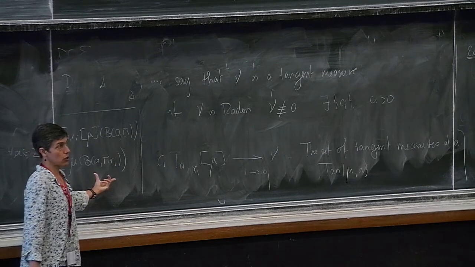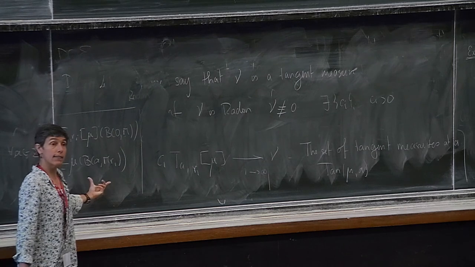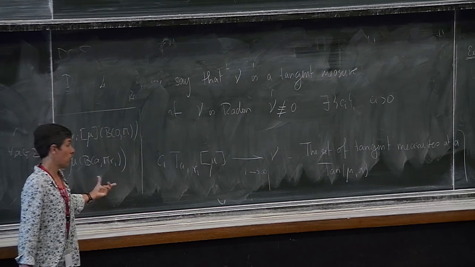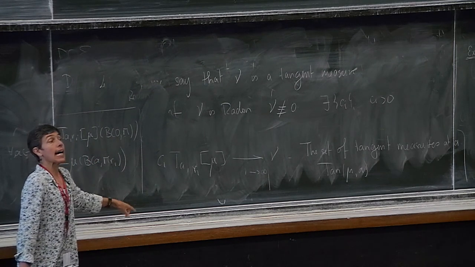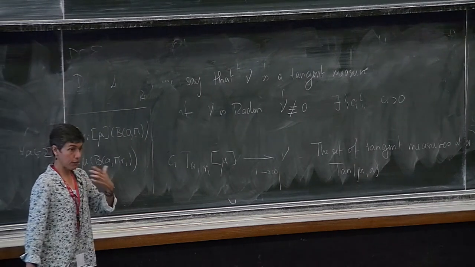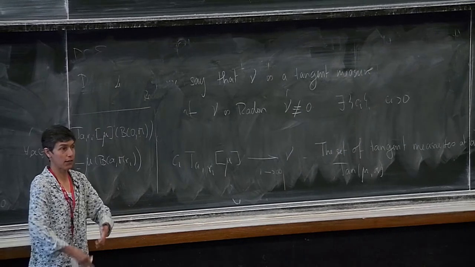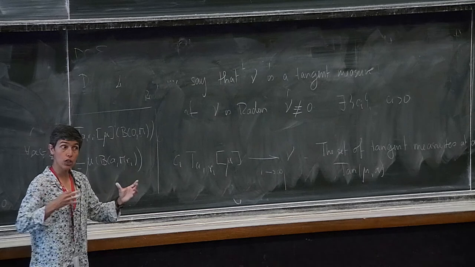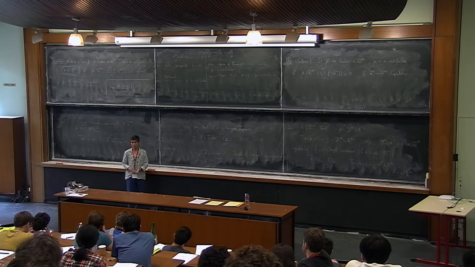So in fact, the condition I'll put up on the board first tells us that if infinitesimally we have some sort of control on how the measures of balls are going to 0, then we have tangent measures. And if we put a tiny bit more control, we have nice properties for the tangent measures. And then we will see how those conditions that I'm about to put relate to the condition that Price had. And we will go from there.